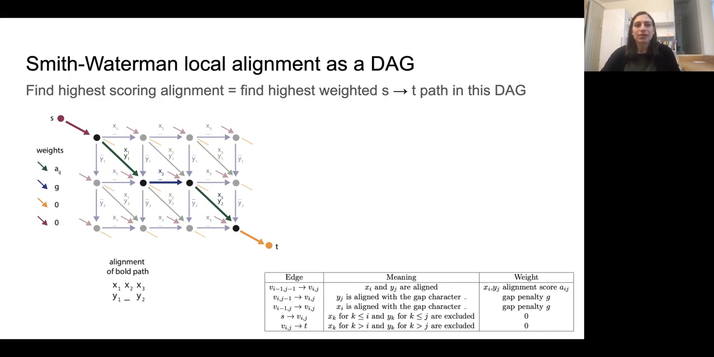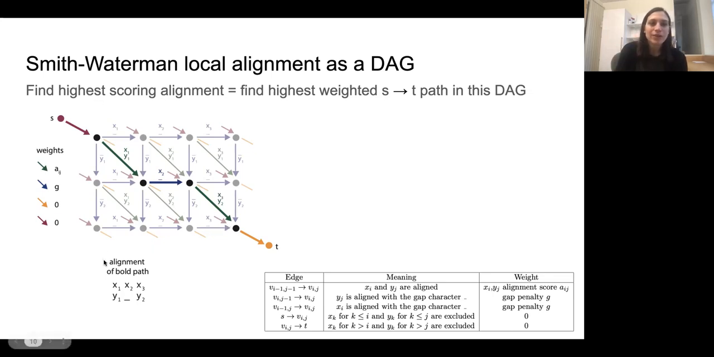So we can translate local alignment into a problem on a DAG by drawing this graph here, where each diagonal edge represents a match. So this edge represents x1 matching to y1, or this edge represents x3 matching to y2. Each horizontal edge represents a gap in the y sequence, and each vertical edge represents a gap in the x sequence. If you look at this long enough, it will be easy to convince yourself that there's a one-to-one correspondence between S-T paths in this DAG and local alignments of the two sequences.